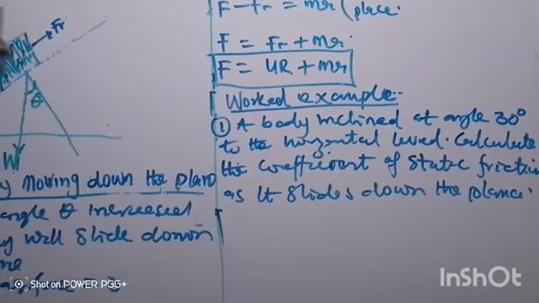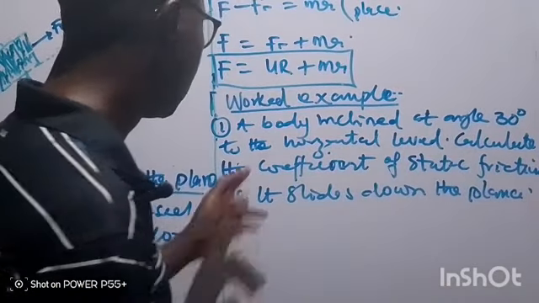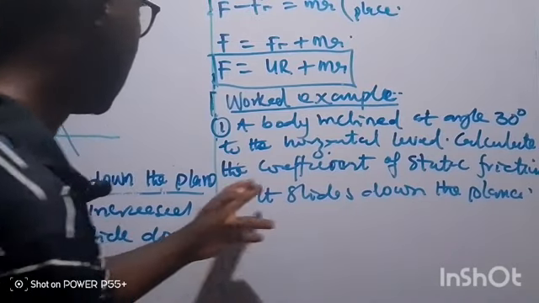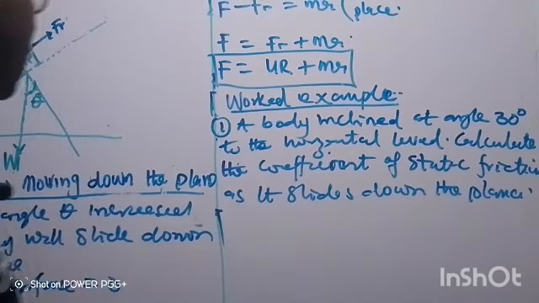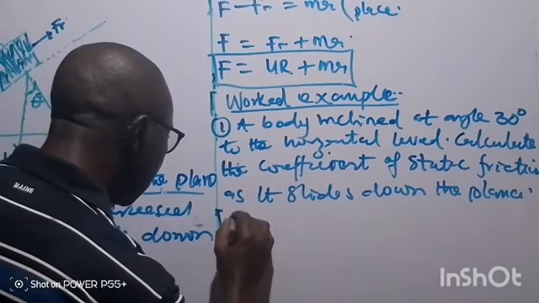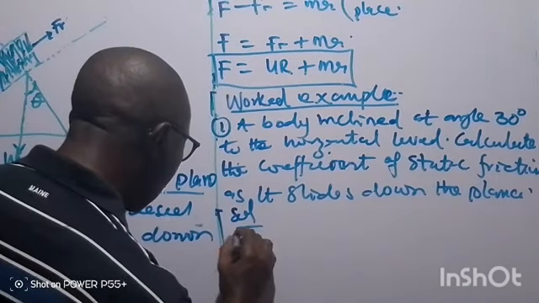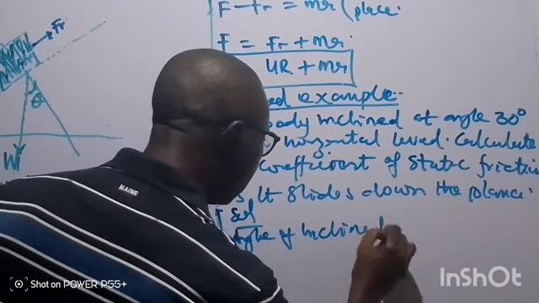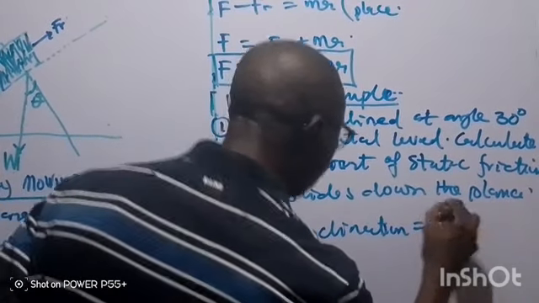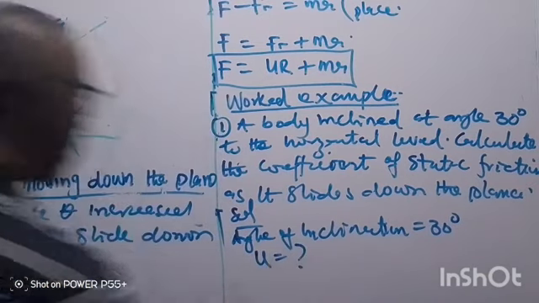Take this one as example 1. A body inclined at angle 30 degrees to the horizontal level. Calculate the coefficient of static friction as it slides down the plane. Now, from this question, the only parameter given is our angle of inclination. Angle of inclination is equal to 30 degrees. We now have to calculate mu, that is the coefficient of friction.